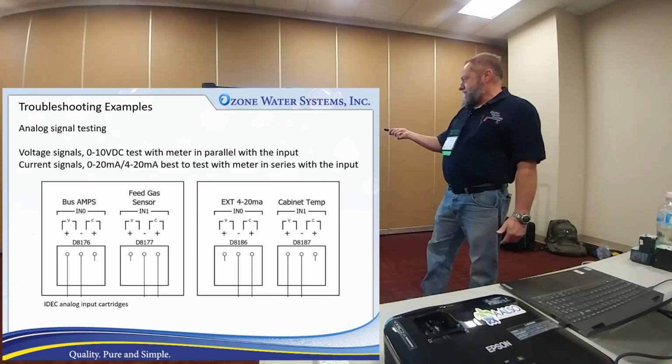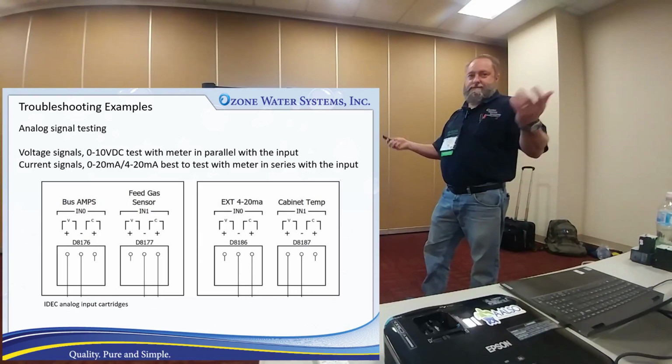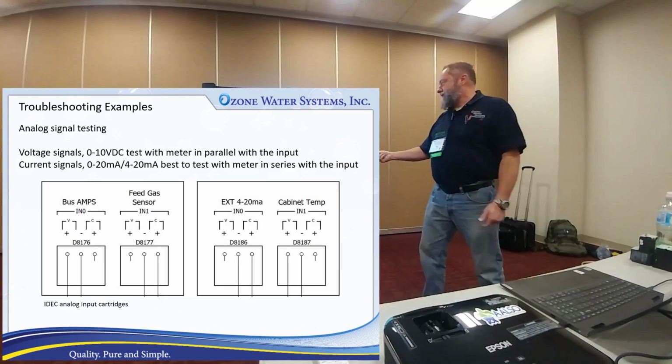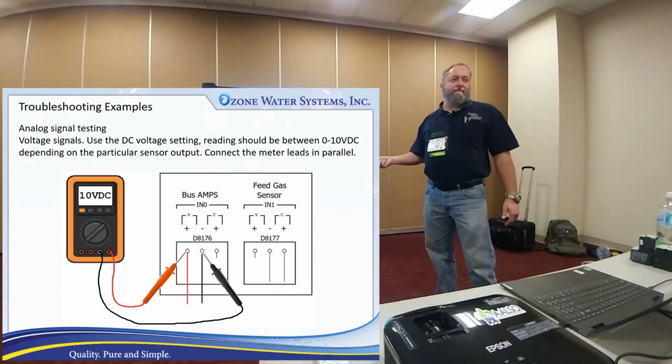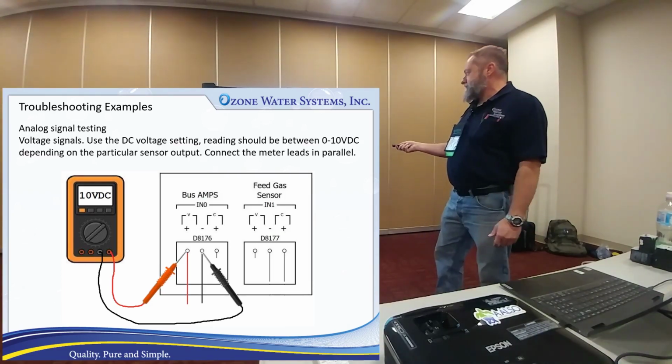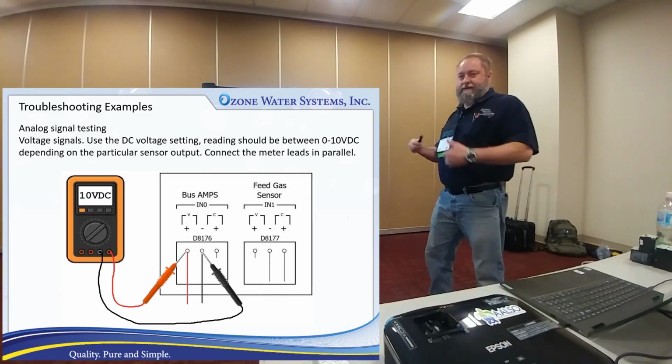0 to 10 volt DC analog is really easy. It's like measuring any DC voltage. You just put them right across the terminals, and you're going to see something between 0 and 10 volts. So it's pretty straightforward. You know, touching the terminals like that is not going to interfere with the system.